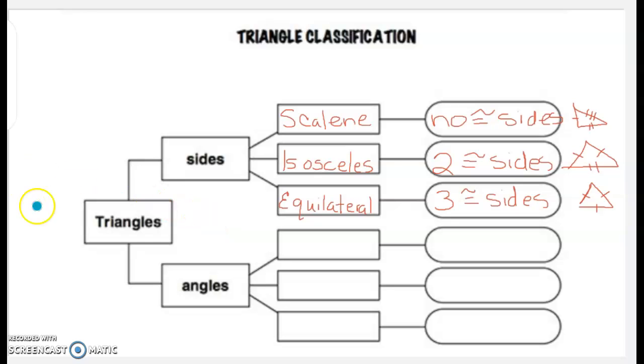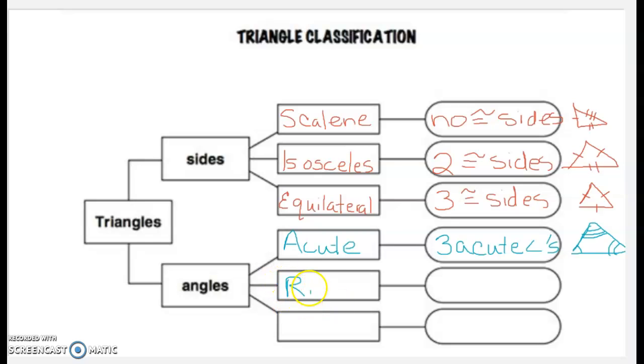Okay, then we can classify our triangle by the angles, and the first one we have is acute, which means there are three acute angles in the triangle. So those would all be less than 90 degrees. And they could all three be different.